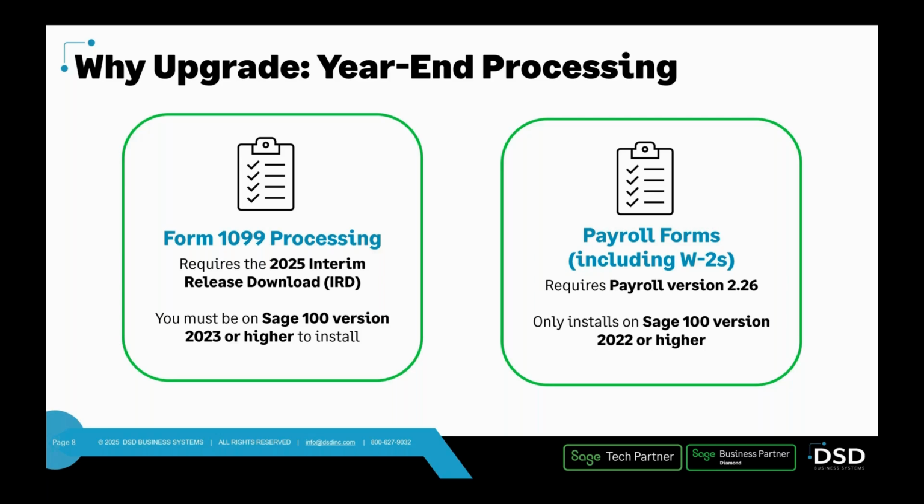Similarly, if you handle payroll and W-2s, payroll version 2.26 will be required, but it only installs on Sage 100 version 2022 or newer. Upgrading not only gives you access to these essential updates, but also helps you avoid last-minute headaches and compliance risks.